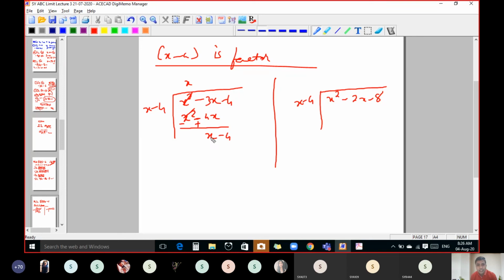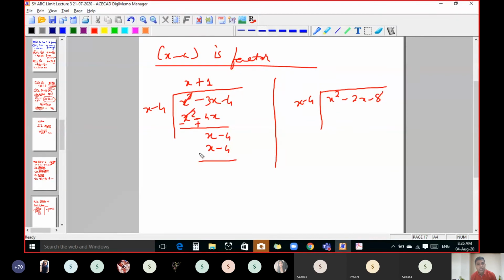Now once again the same rule. This first number divided by this first number. So what do we get? X divided by x is 1. Plus 1 or minus 1? Obviously x upon x is plus 1. So you have to write here plus 1. Now multiply this 1 with this number. So we get x minus 4: 1 into x, x, and 1 into 4, 4.